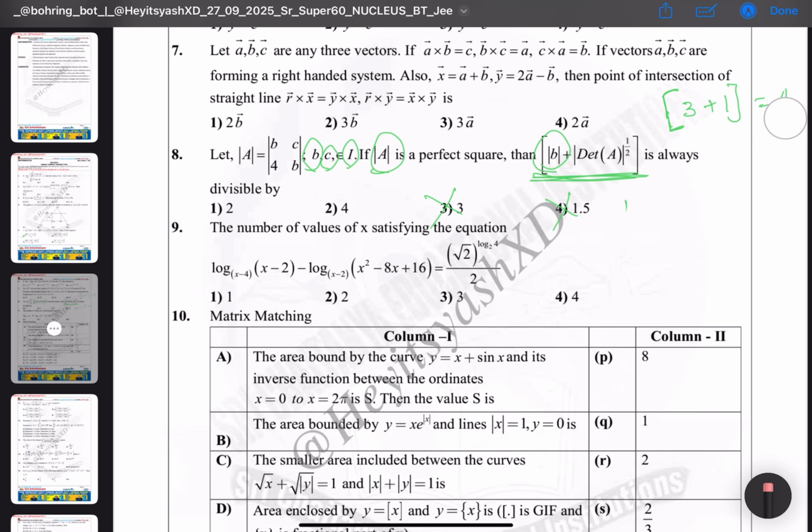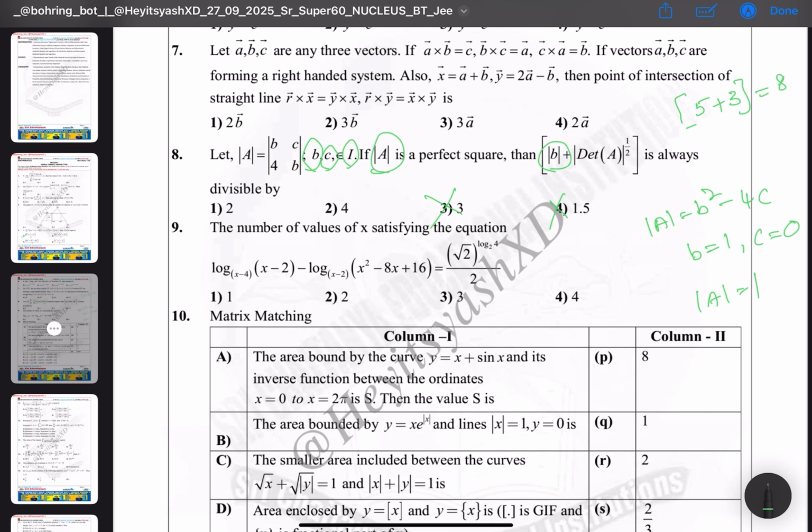So now let us do one thing. Since we have det a is equals to minus 4c, let us choose different values for b and c. So let us say b is equal to 1 and c is equals to 0. This is the easiest that you can take. In that case, det a will be 1, which is a perfect square, and if you put it here, mod b is 1 plus det a whole power 1 by 2 is 1, and that is 2. So in this case, it is only divisible by 2 but not by 4. So this is the only option.